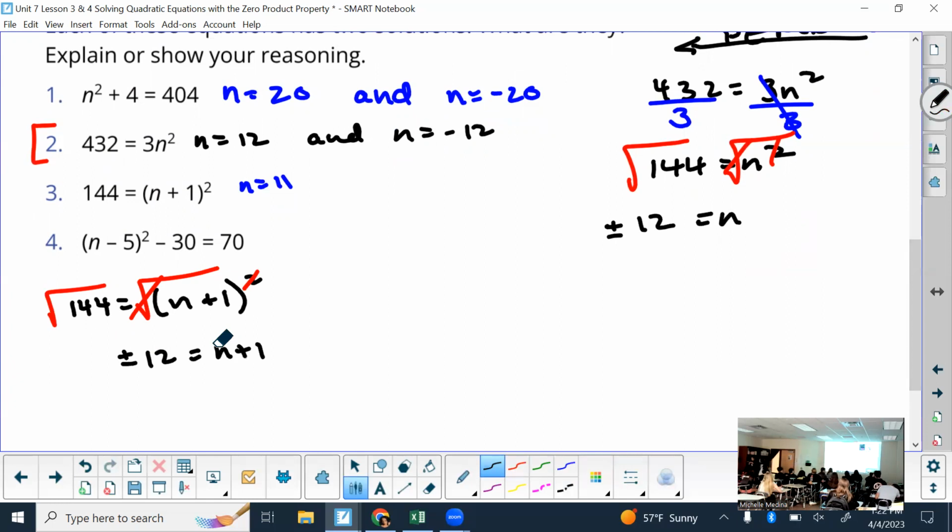All right, now get the n fully alone. What's the opposite of adding 1? So whatever you do on one side of the equal sign. And remember, this is a plus or minus 12. So you'll have to do positive 12 minus 1, which is what? And then what's negative 12 minus 1?